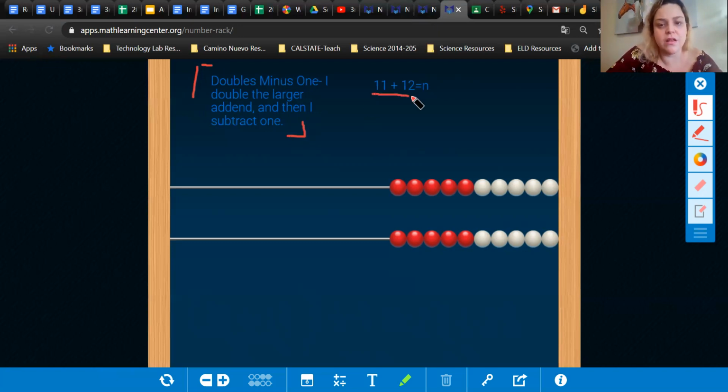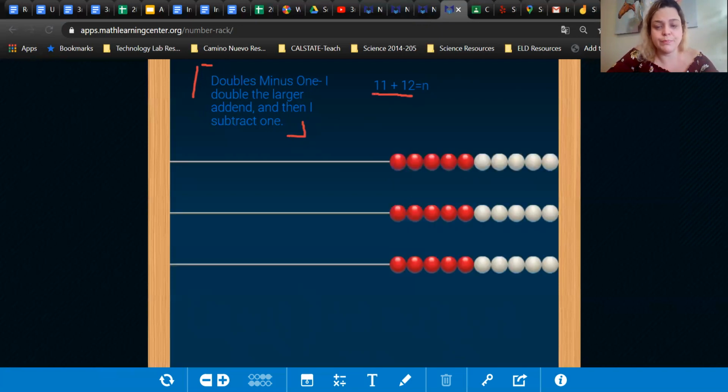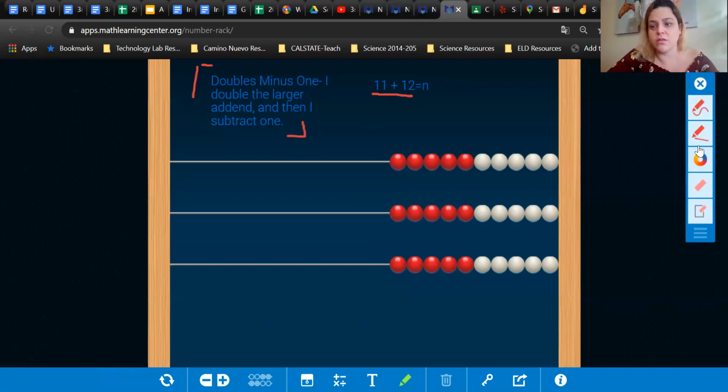And again, you're going to write 11 plus 12 equals n. We need another set of beads as we saw with the previous equation or the previous page. So I'm going to add one more. Okay, so now I'm thinking I have to double the larger addend. I know the larger addend this time around is 12. And so I'm going to circle it.